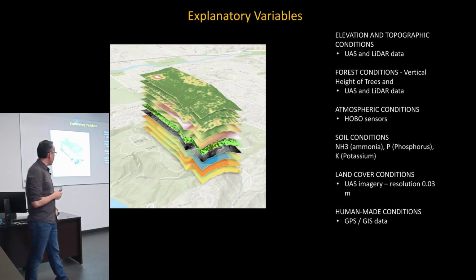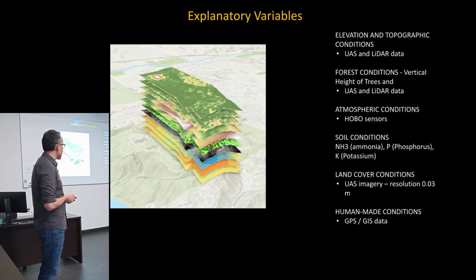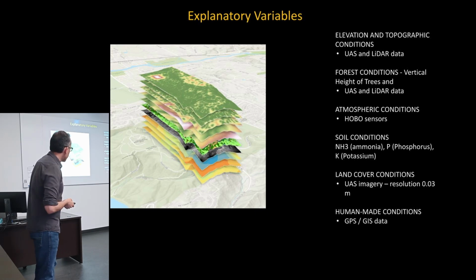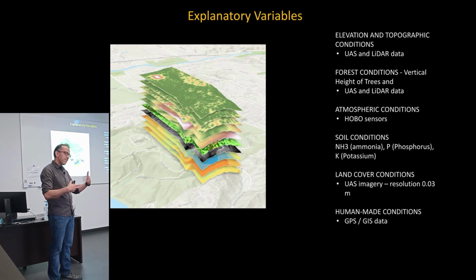And also we measure soil conditions, ammonia levels, like nitrogen levels, phosphorus and potassium, to have a sense of the soil nutrient content. And also land cover conditions, composition, what type of forest communities we find, evergreen, deciduous communities, and also human-made features using GPS data and also GIS, so derived information using a geographic information system.